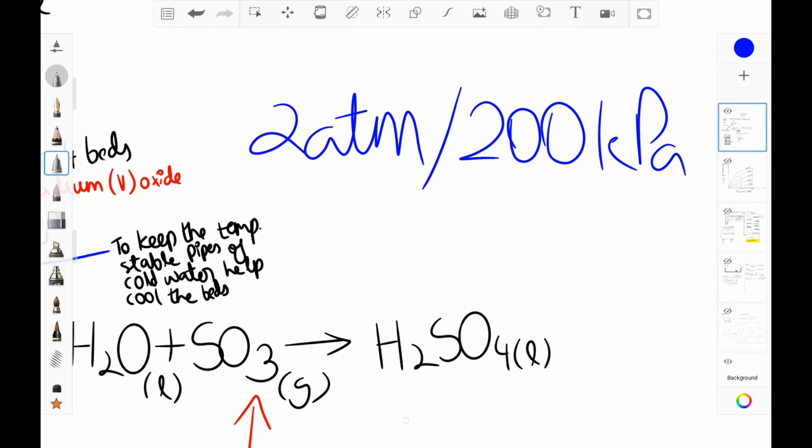You also remove the sulfur trioxide safely by dissolving it in sulfuric acid, and obviously you use the catalyst, which is vanadium 5 oxide. And these are the chosen conditions. Again, it's not a closed system, and you're recycling the sulfur dioxide. So the final yield is almost 99%.